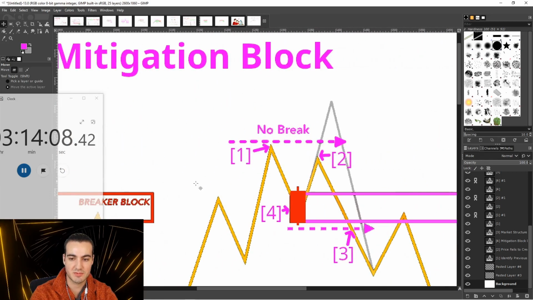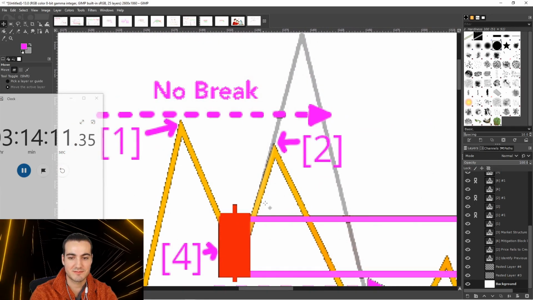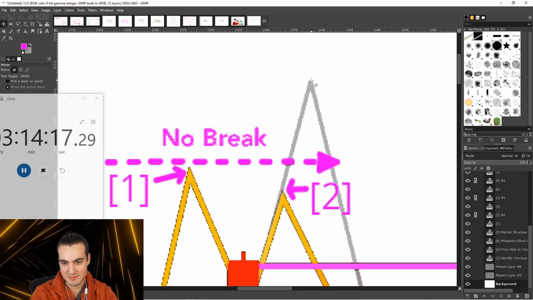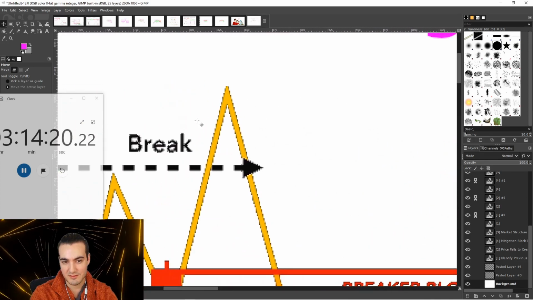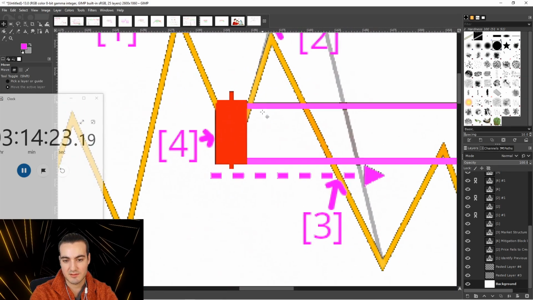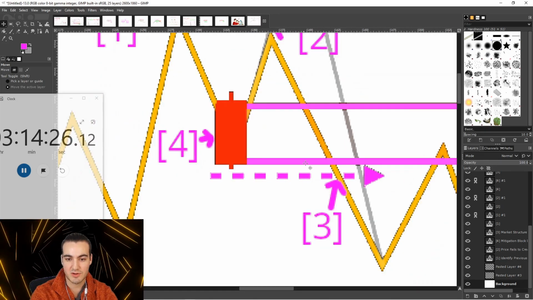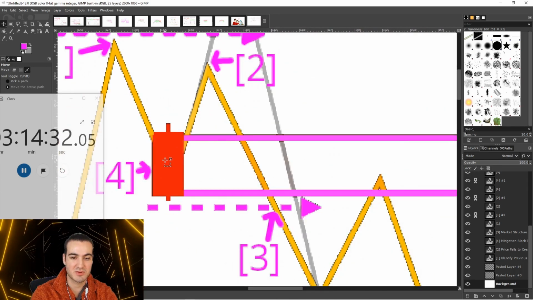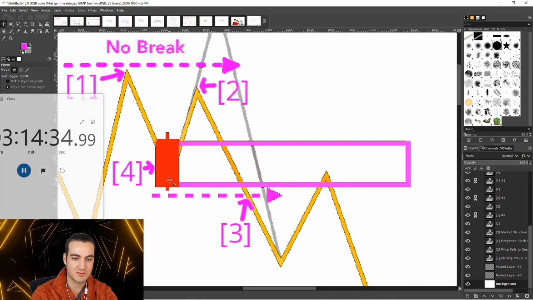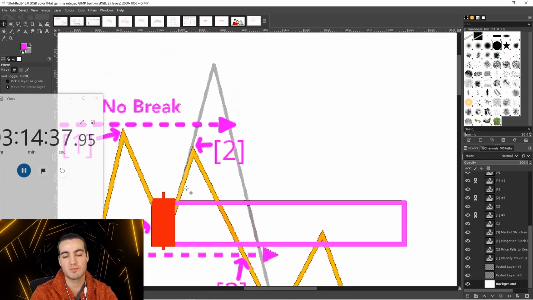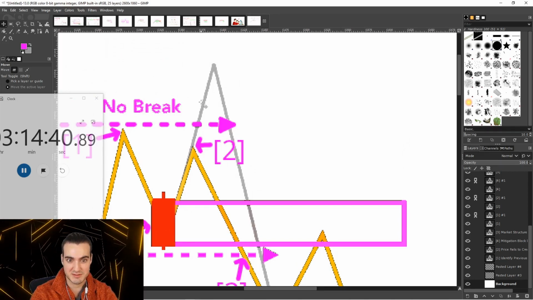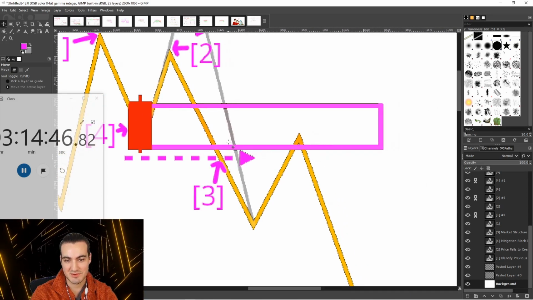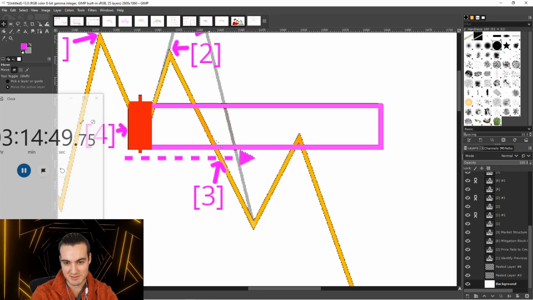But with a mitigation block, instead of forming a break of structure here going up to this level like we do over here, we just have the market structure break. So a market structure break without a break of structure ends up forming the mitigation block, drawn from the body of the candle that preceded the movement where a break would have occurred but didn't. Yeah, so then we draw it from the body of this candle, and that will serve as a supply zone.